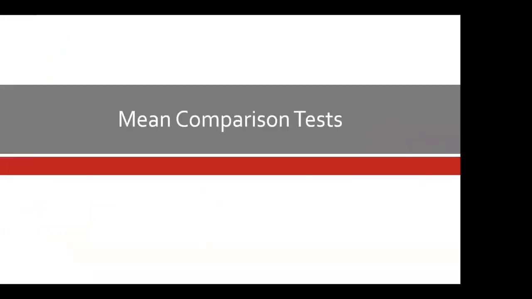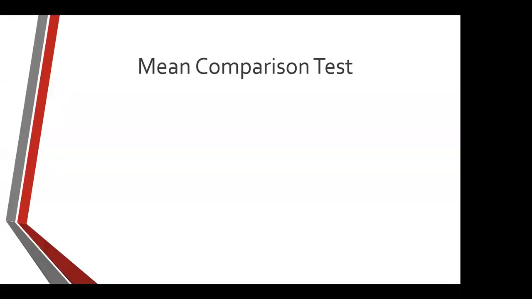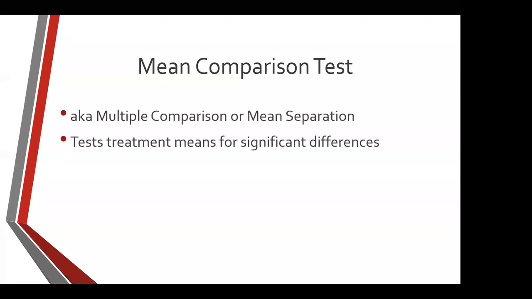And so that's where the AOV analysis stops. It leaves us with the fact that, yes, we're pretty confident there are differences, or we're not confident at all that there are. But if we are confident, what do we do about it? And that's where we utilize mean comparison tests. Sometimes these are known as multiple comparison tests or mean separation tests. But these really compare the treatment means to determine what differences are significant.